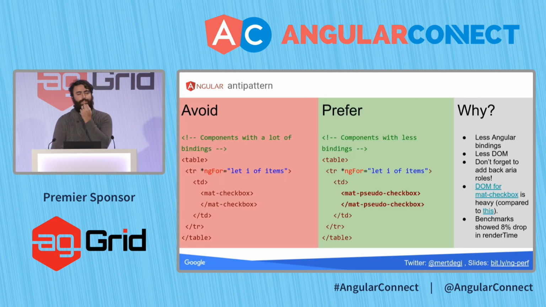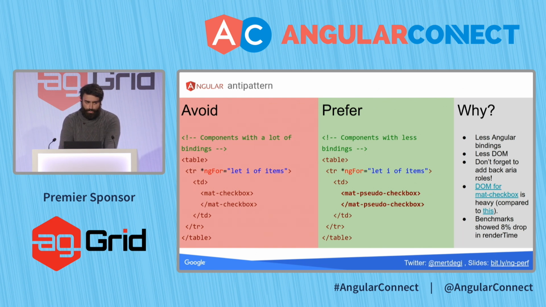So another anti-pattern in Angular, I guess, is using components within list-like components that have lots of bindings and DOM. So material checkbox, for example, is a good candidate for this. It has dozens of bindings. It has quite a nested DOM. On the other hand, material soda checkbox has no template, very minimal bindings. When we converted this to material soda checkbox, we saw an 8% drop in render time.